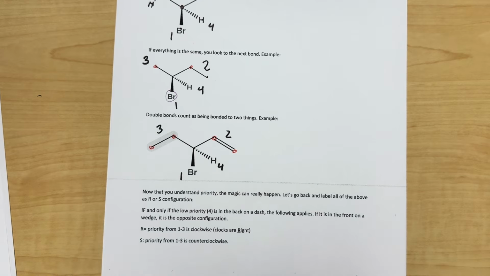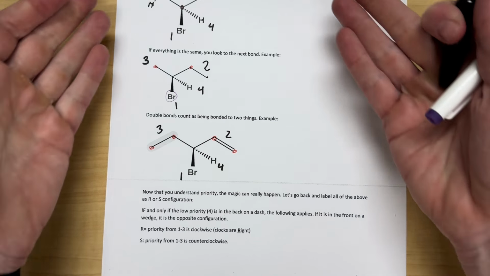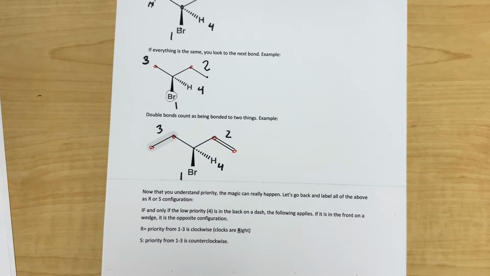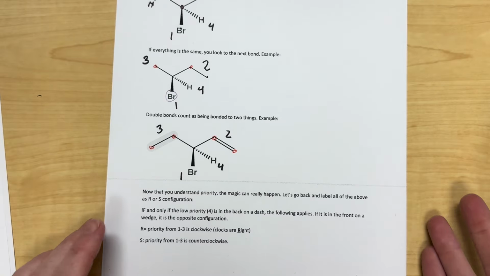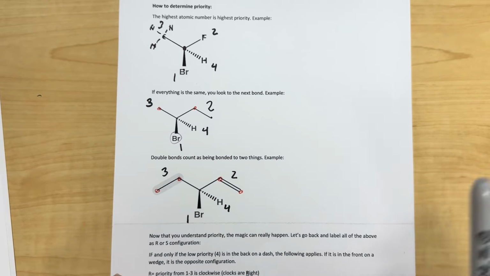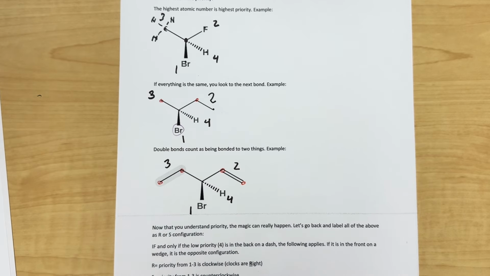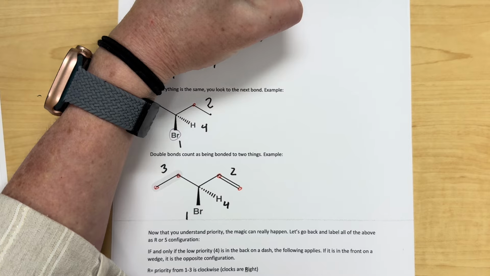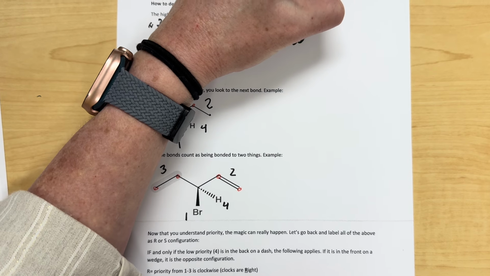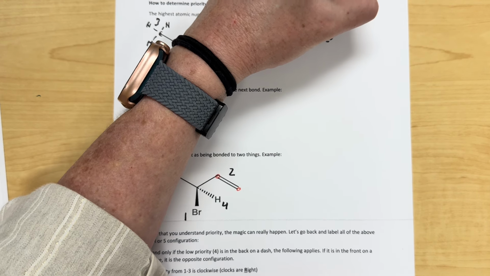All right, so that's generally how you assign priority, and we'll do several examples to get us used to it, including some ones that are a little more difficult. But for now, those are pretty much the 3 examples you're going to run into. Once you've assigned priority, you're already set. Essentially what you want to do is look to see if the lowest priority thing, aka your number 4, is in the back. So is 4 in the back, aka on a dash?